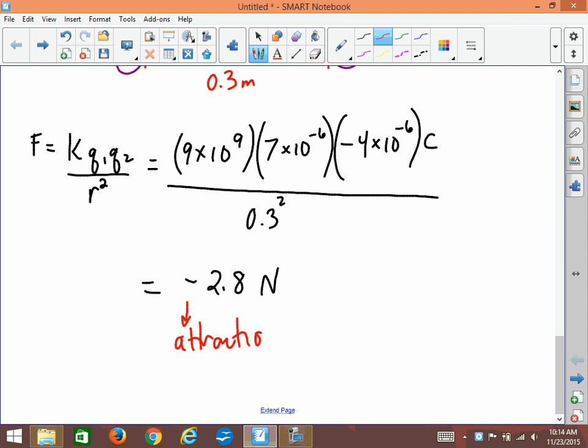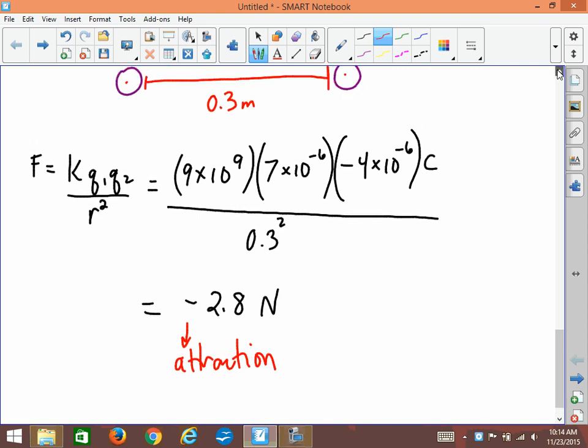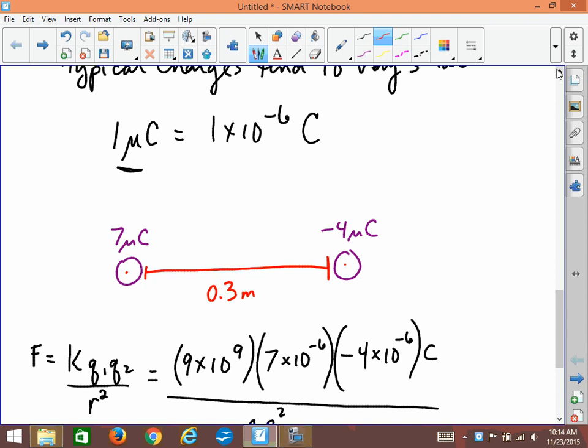So we would have to go back to our picture to decide which way that actually is. All right? And we realize that it depends on which charge you're looking at. If you're looking at it from the point of view of the 7 microcoulomb charge, it would be an attraction, so a force to the right. But if you were looking at it from the point of view of the negative 4 microcoulomb charge, it would be an attraction or a force to the left. So it's a negative direction for this one, it's a positive direction for the 7. You just have to tell from the picture, not from the negative. Okay, any questions about that?